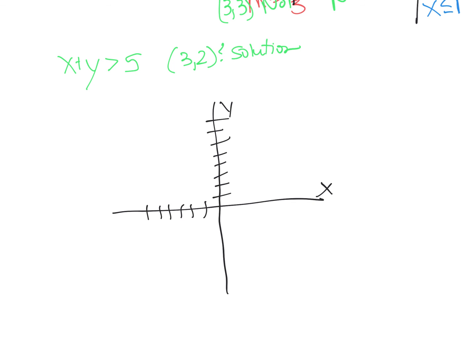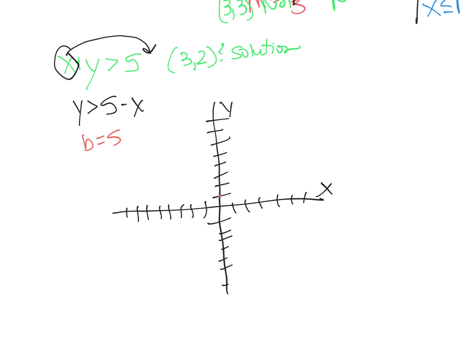Just do a coordinate plane here. And remember, graphing means I have to get y by itself. So I'm going to say y is greater than 5 minus x. So my b value is 5. 1, 2, 3, 4, 5. My slope is negative 1 over 1, or just negative 1. So I'm going to go down 1 and to the right 1. I could go up 1 and to the left. Okay. Then I'm going to double check and make sure this is dotted or dashed, however you want to say. So I'm going to draw my line all the way across here. Make sure it's dotted or dashed.